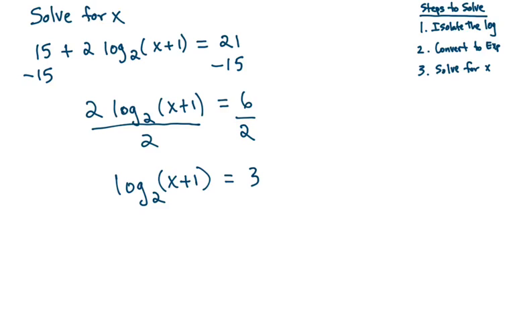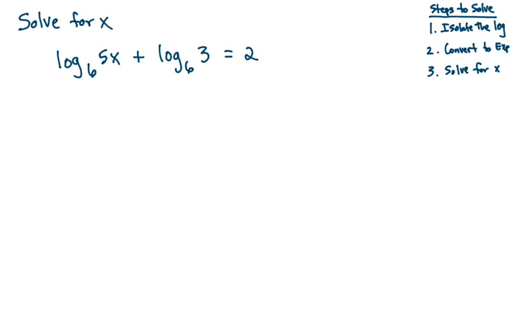Now we're going to convert that to exponents. So we start with the base. Base once again is 2, so it'll be 2 raised to the 3rd power, and that'll equal whatever is on the inside. So on the inside there, it looks like is our x plus 1. The third step there, solve for x, whatever you have to do. 2 to the 3rd is 8, so I'll simplify that. 8 equals x plus 1. And then I'll just subtract 1 from both sides. So it looks like I get 7 equals x.